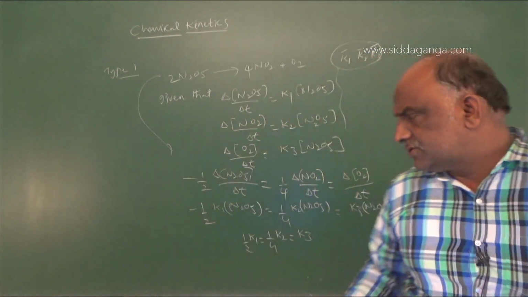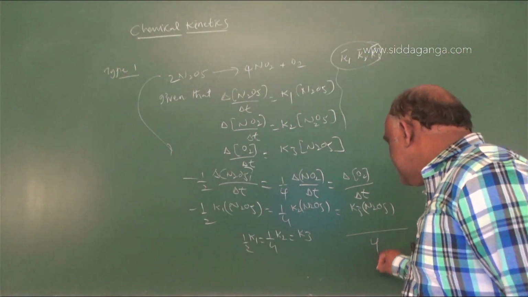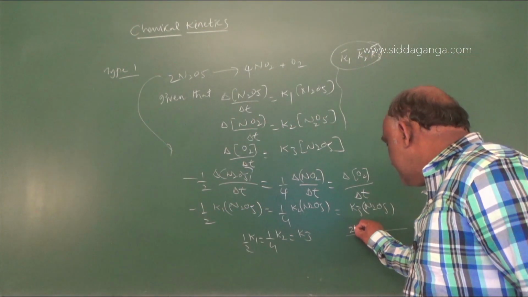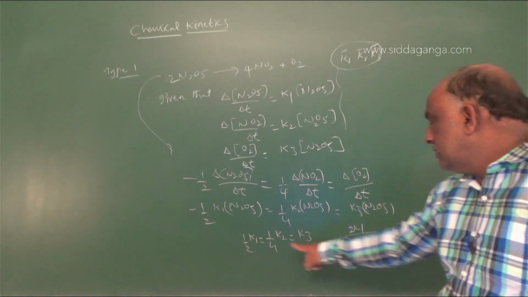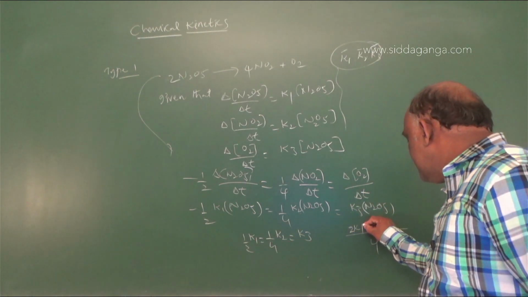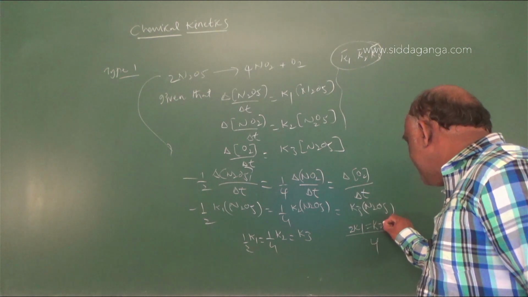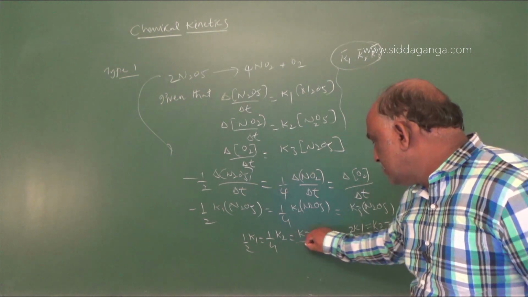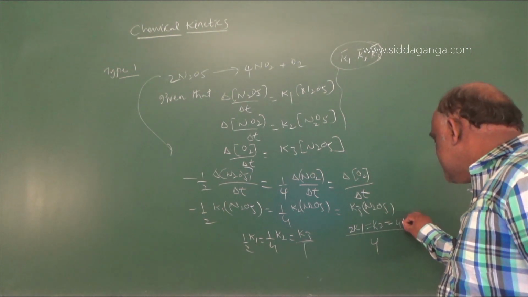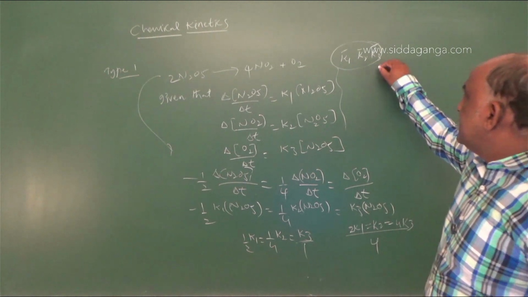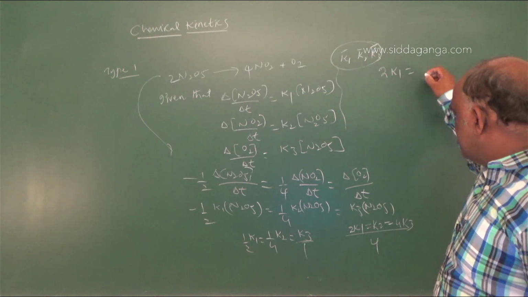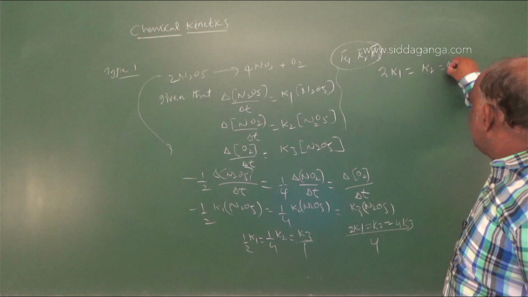Then LCM is equal to 4. We will get the 4 LCM. It is 2 K1 because of 2 to the 4, 2 K1 is equal to K2, and is equal to K3 divided by 1, you should go with here, 4K3. So what is the relation? 2K1 is equal to K2 is equal to 4K3.